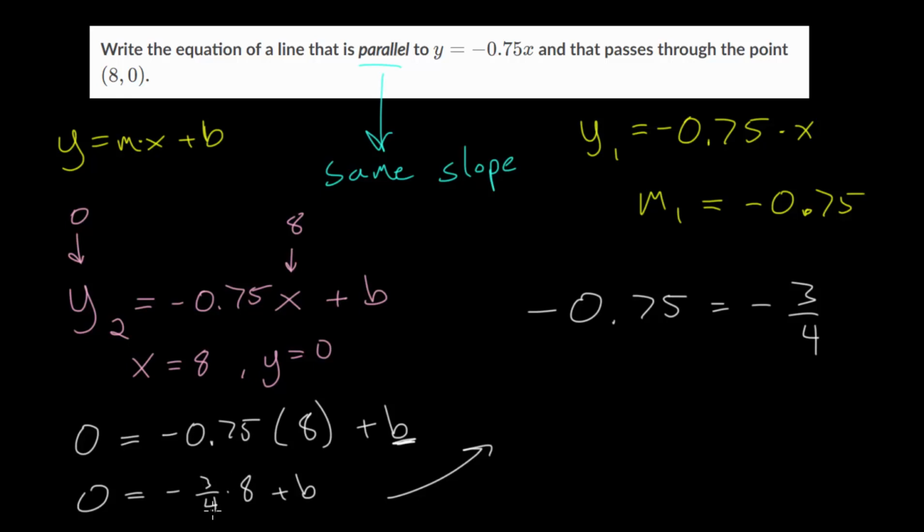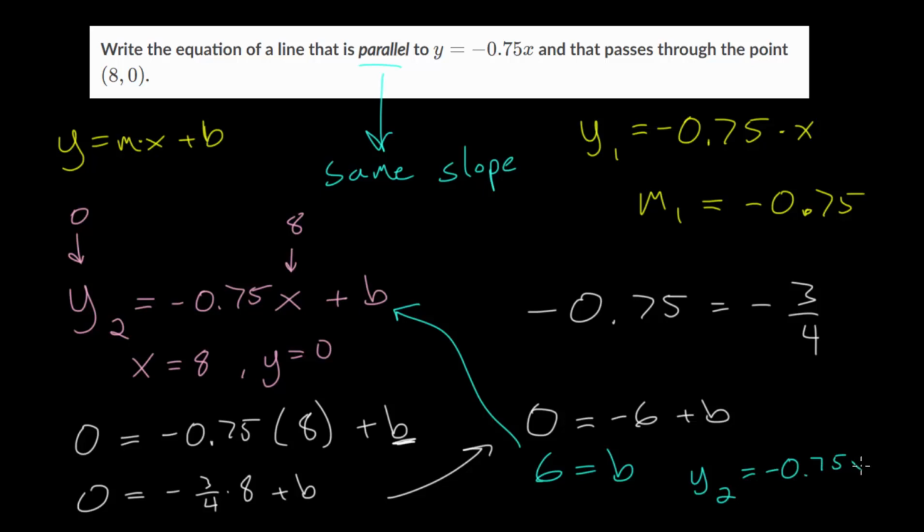And 24 divided by 4 is 6. So this is just -6. So we get 0 is negative 6 plus b. And if we solve for b, we can just add 6 to each side. So b in this case is equal to 6, which means we can complete our equation. We can say that y2 is -0.75x plus 6.